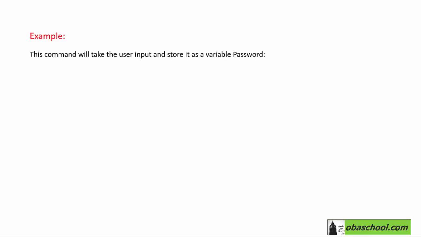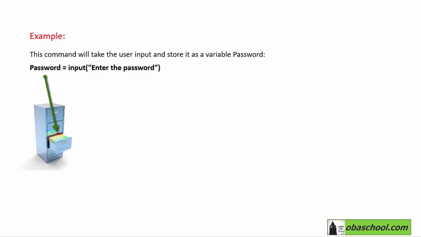Now let's see an example of the variable in order to understand better. This command will take the user input and store it as a variable password. So as you can see, password equal the input, and then we open the brackets and the quotes and we put the prompt inside. So now when you run the program, you will see the word enter the password. When the user writes the password, it will be saved inside the variable.